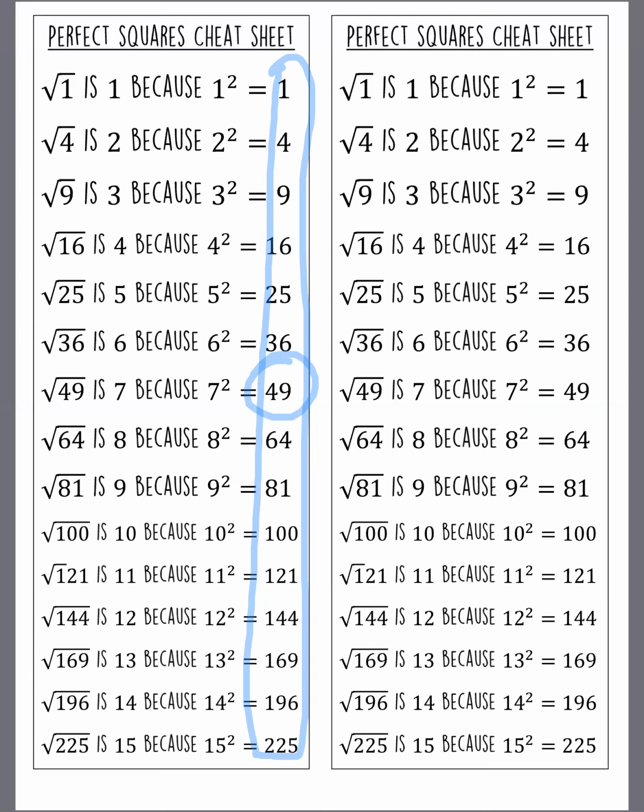Hope that makes a little bit of sense. Now let's go ahead and take a look at the work for today.